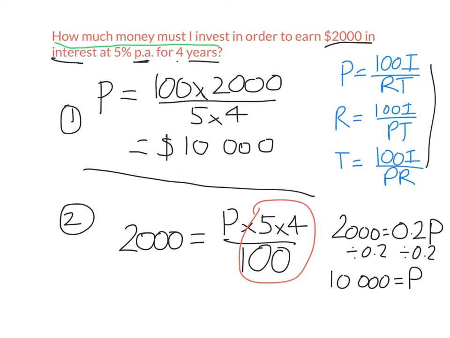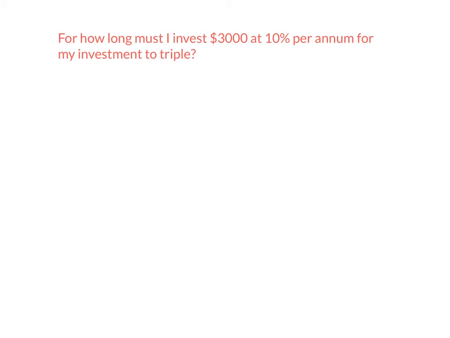Let's look at another example of finding P, R, or T. So let's look at this question here. For how long must I invest $3,000 at 10% per annum for my investment to triple? So this one's a little tricky because we just have to understand what the variables are saying here. Firstly, it says for how long. So I am trying to find T.